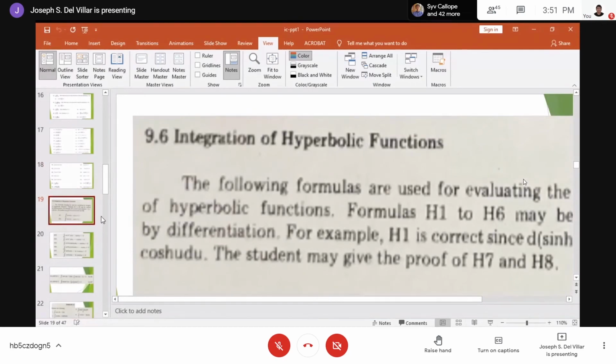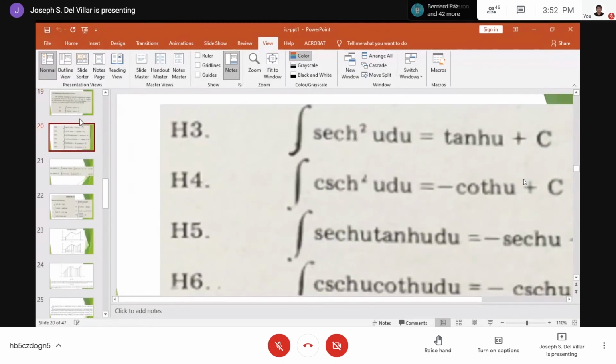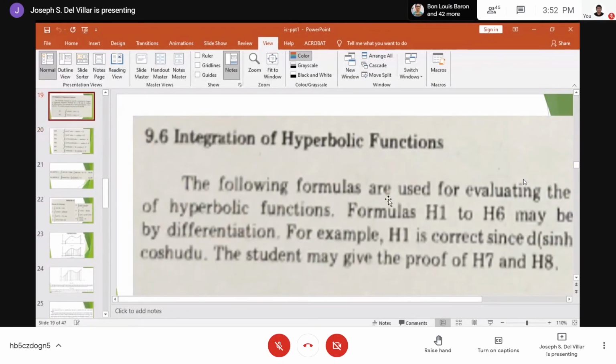Okay? And then study, pinadala ko to, itong PowerPoint presentation. I sent this to our Google Classroom sa A and B. Okay, i-download nyo na lang. Okay? Itong present ko contains 47 slides. Okay, hanggang dito to sa dulo. Meron tong integration ng hyperbolic.